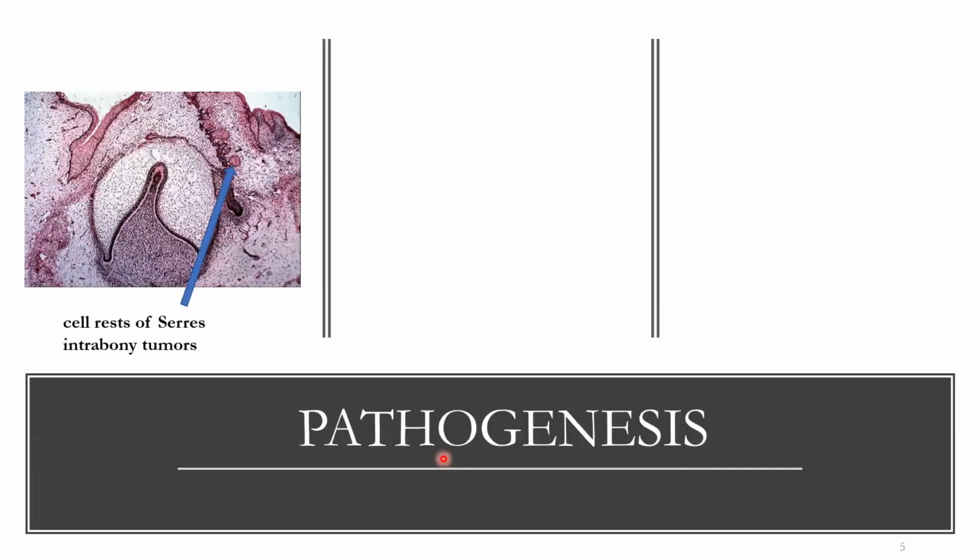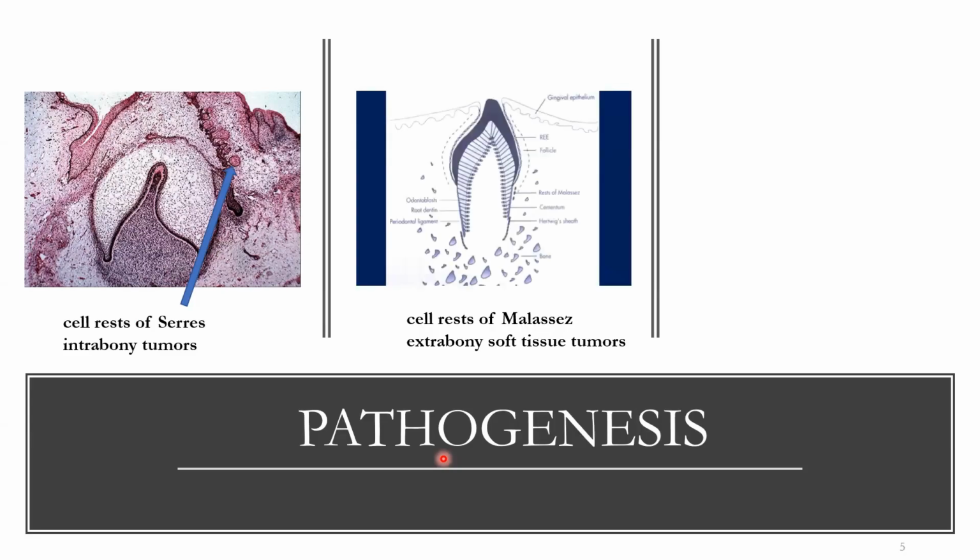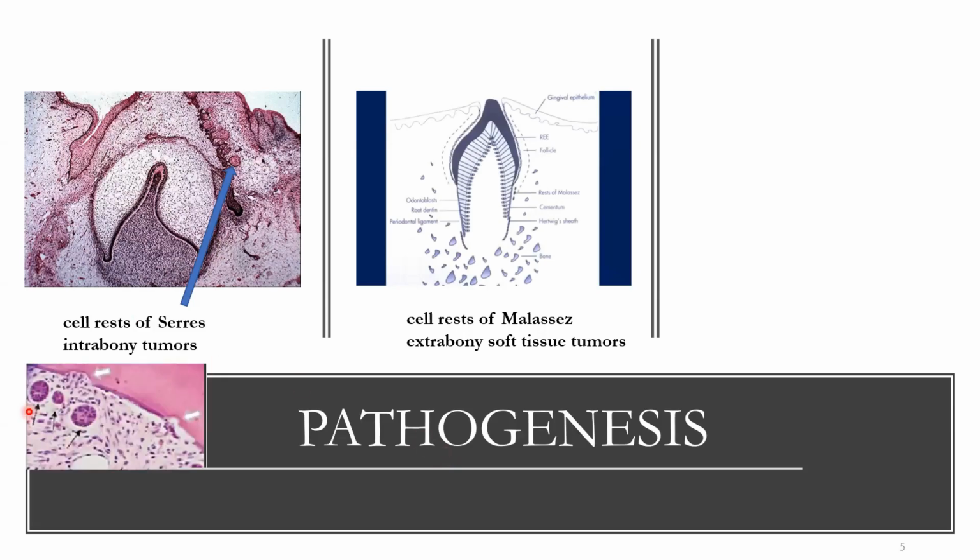Coming to the pathogenesis, it is very similar to the cystic pathogenesis, which we had discussed in our previous series. The link will be given in the description box below. So it is the cell rests or the cell remnants of dental lamina, called the cell rests of Serres, and these are responsible for the tumors which occur within the bone, or intra-bony tumors. There is also the soft tissue tumor, or the peripheral type. That is caused by the cell rests of Malassez, or the remnants of Hertwig's epithelial root sheath. This is a picture which shows how the cell rests are situated within the periodontium and other soft tissues around the tooth.